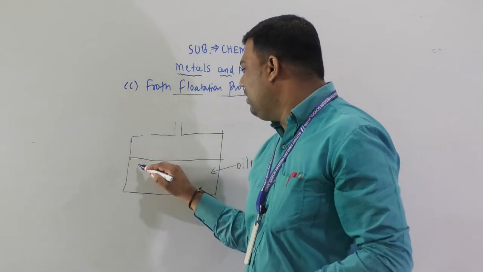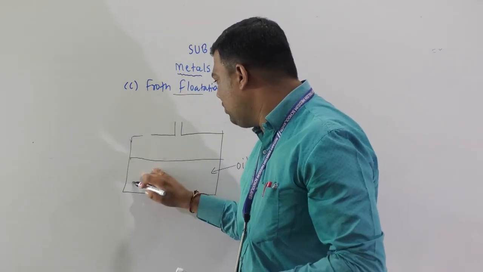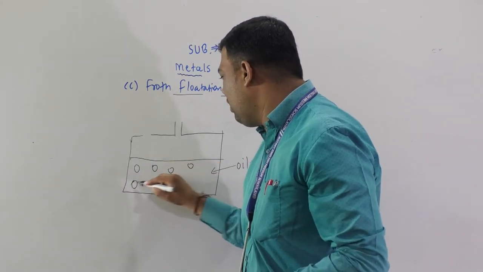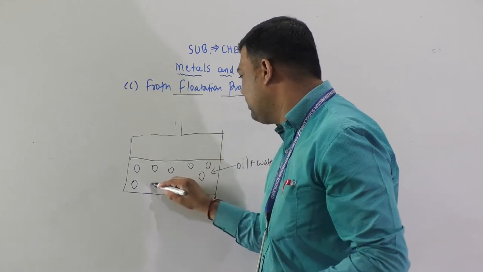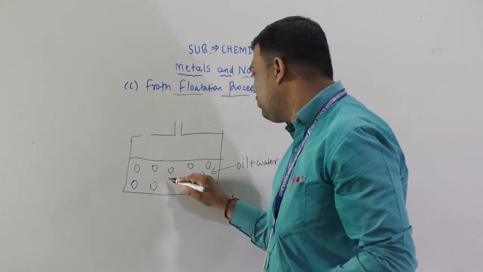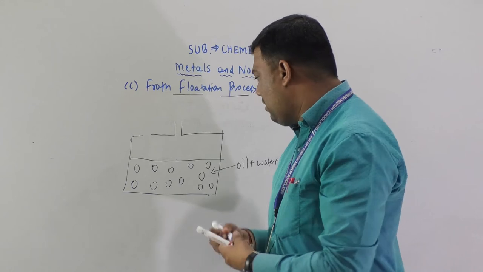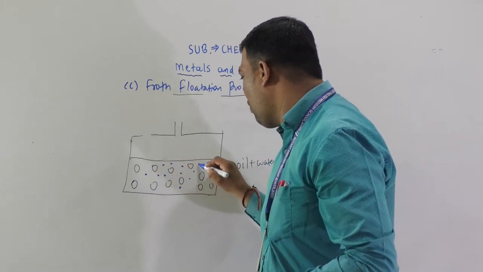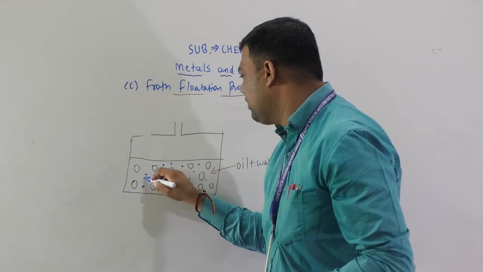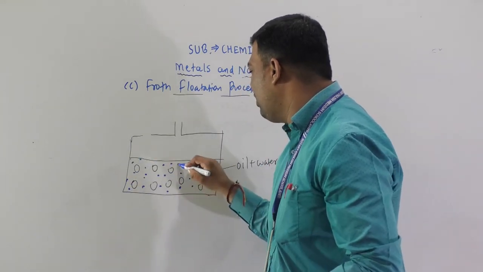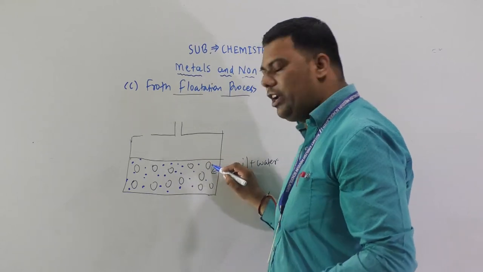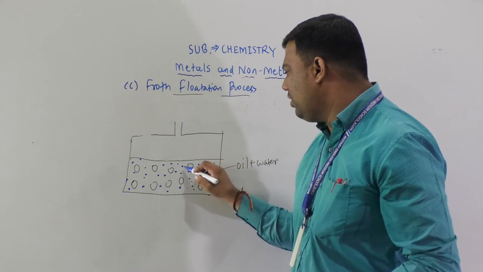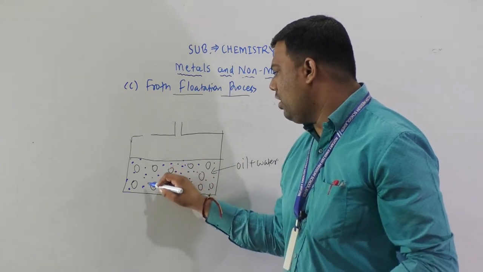See here, these are the ore particles, shown with the big ones. And these are the impurities, shown like bubbles. The ore is wetted by oil, and these are the impurities. Understood? I hope you understood all this.